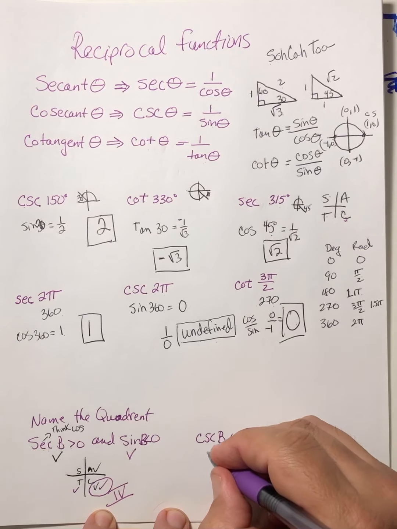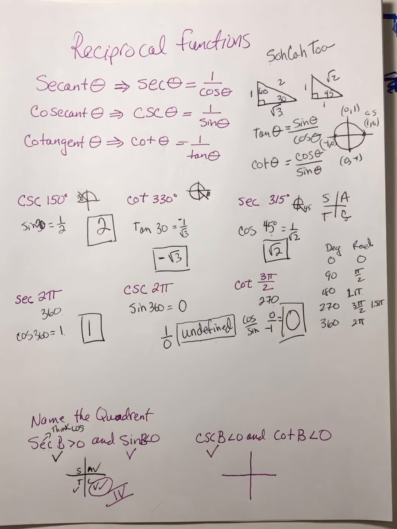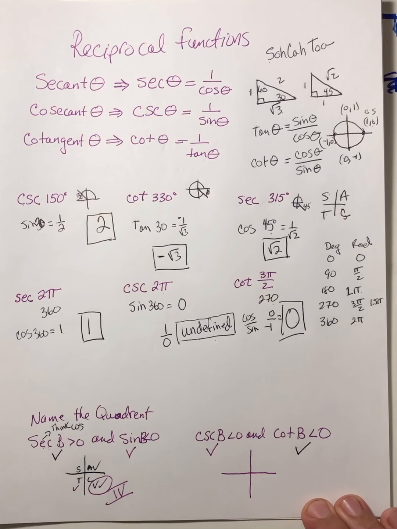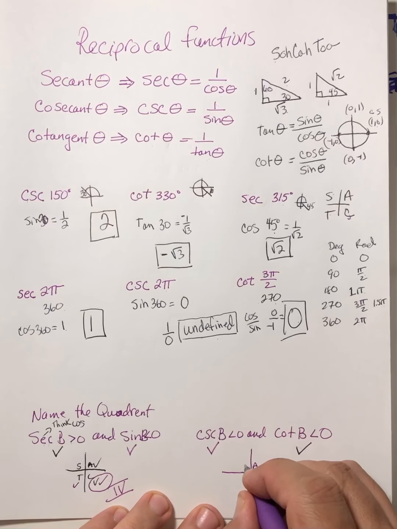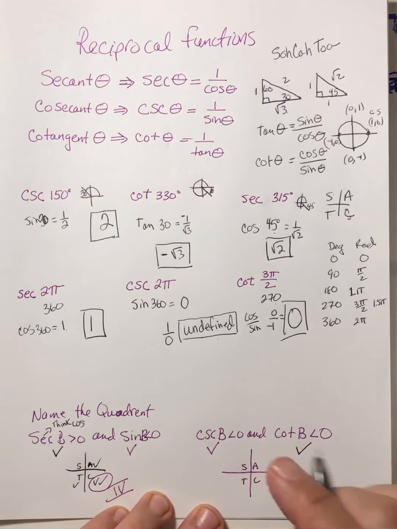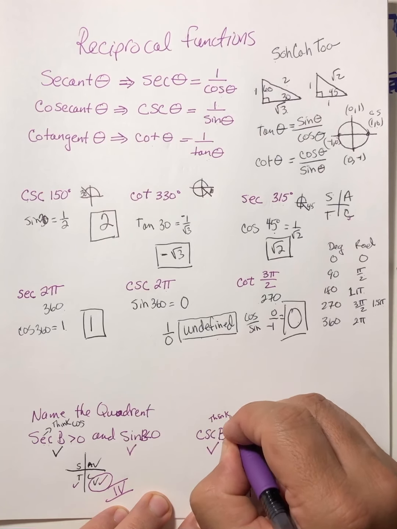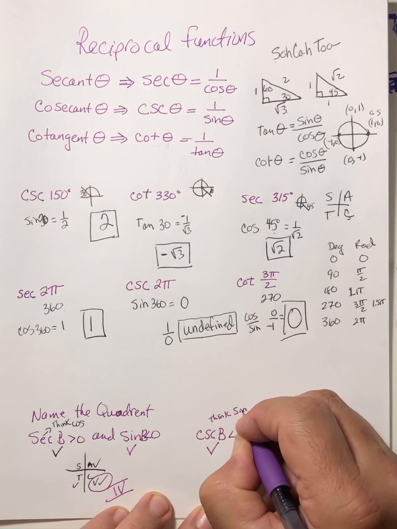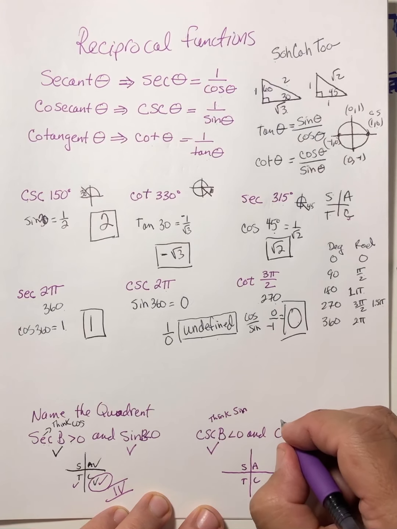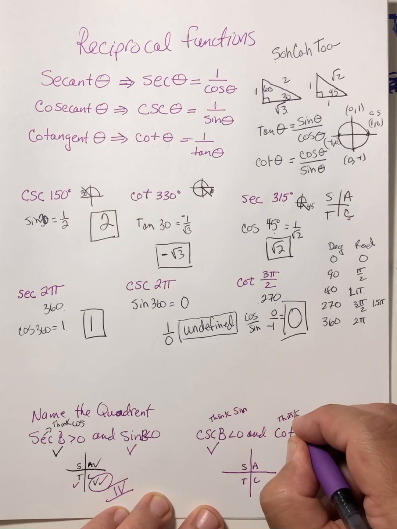So I'll use cosecant with the purple pen. I'll do cotangent with the black pen. And here's my ASTC. So cosecant, we think sine. Cotangent, think tan.